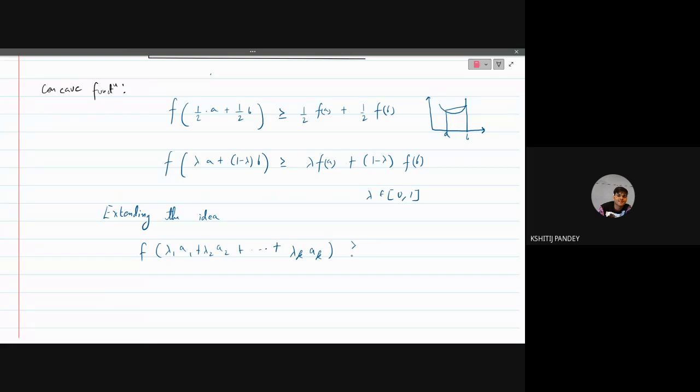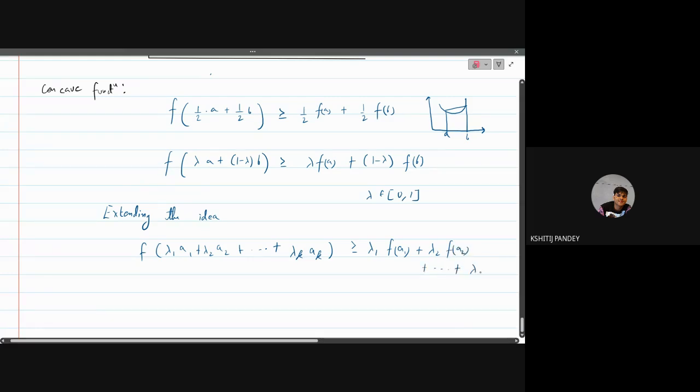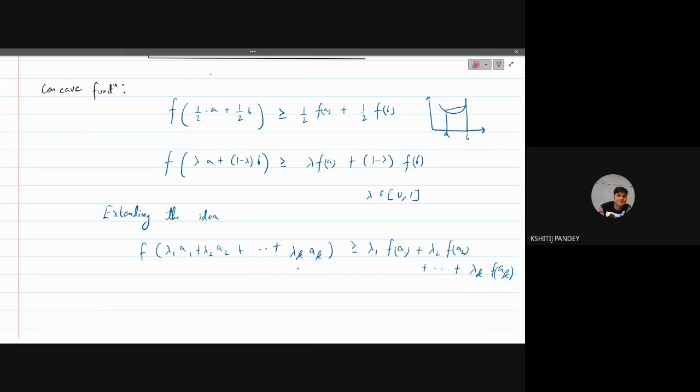So f of lambda 1 a1 plus lambda 2 a2 up to lambda k ak is greater than or equal to lambda 1 f of a1 plus lambda 2 f of a2 up to lambda k f of ak. And this right here is called Jensen's inequality.